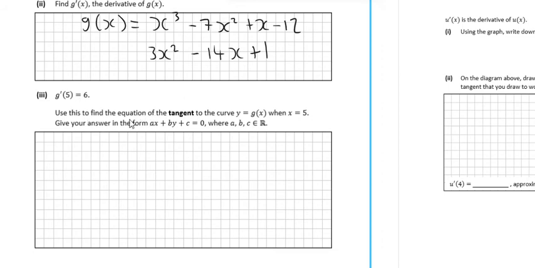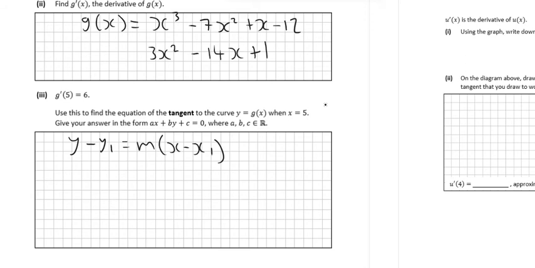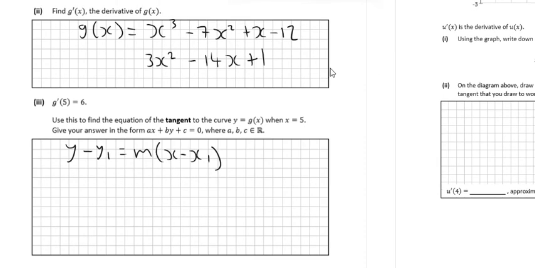Part 3 then. g dash 5 is 6. So use this to find the equation of the tangent to the curve y equals g of x when x is 5. Give your answer in the form ax plus by plus c equals 0. So you're going to have to use this equation here: y minus y1 equals m by x minus x1. That's a good clue to use that formula.